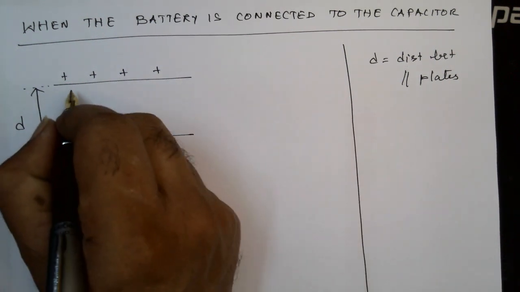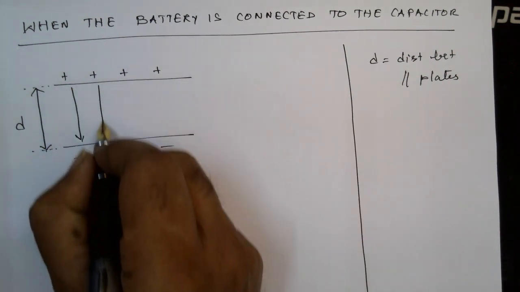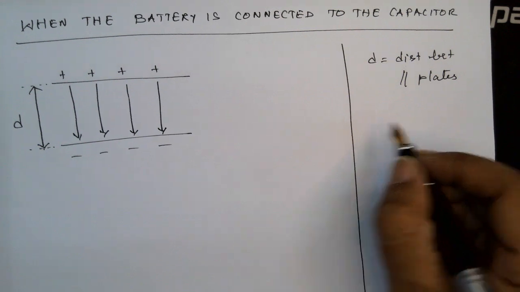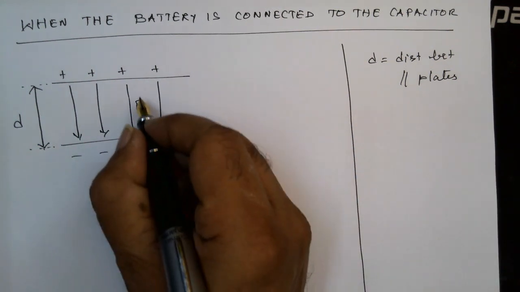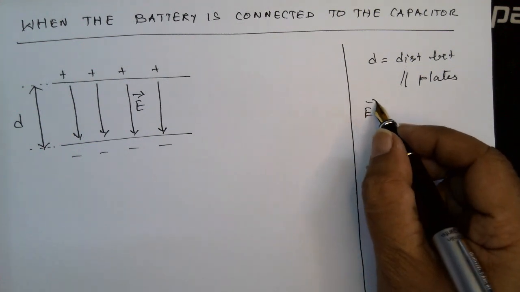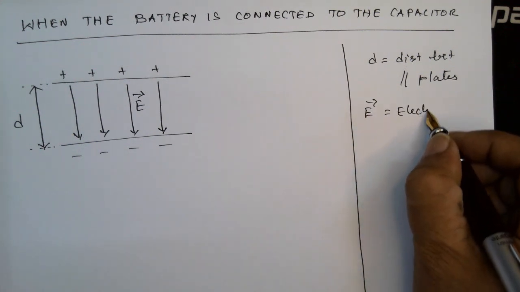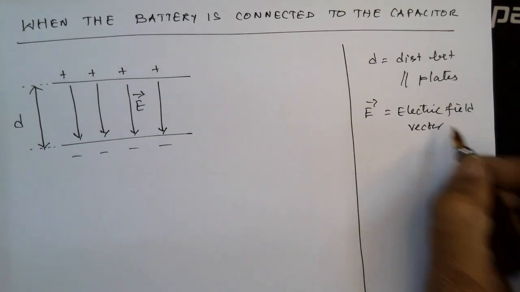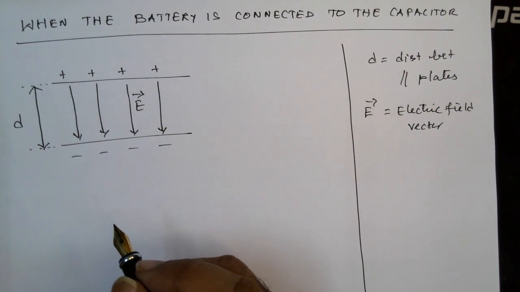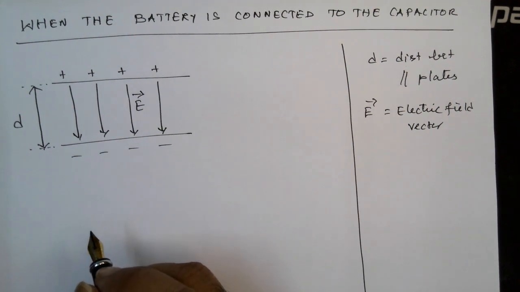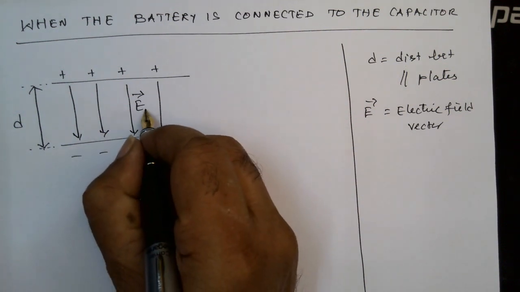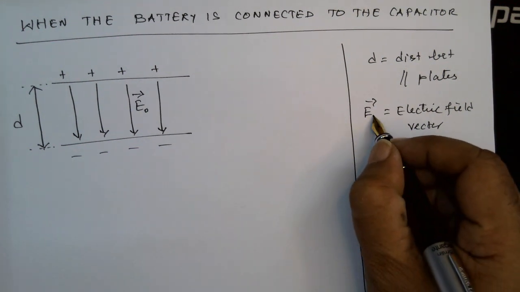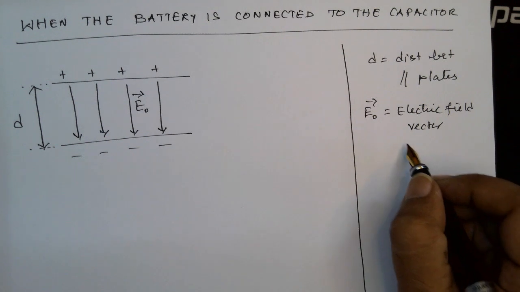And you have the electric field starting from plus to minus like this inside the parallel plate capacitor, that is represented as E vector. So electric field vector. If it is in the absence of dielectric, it means E naught, is it not? That we know already. So without dielectric.